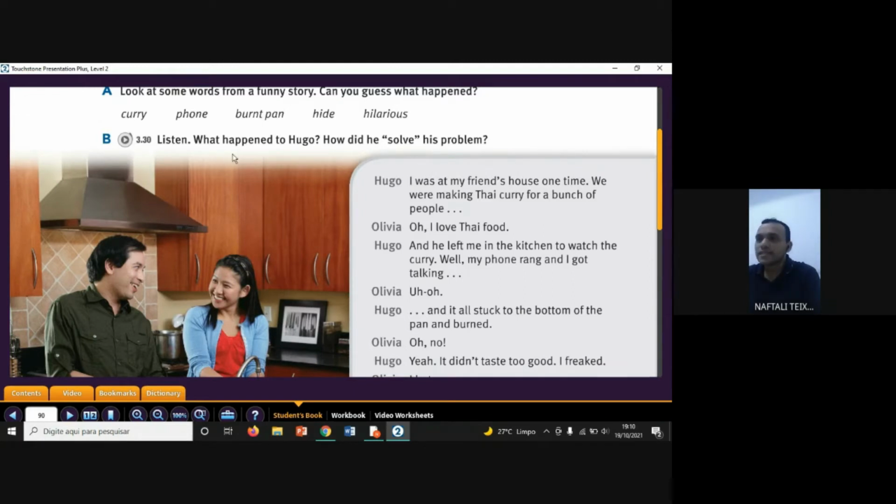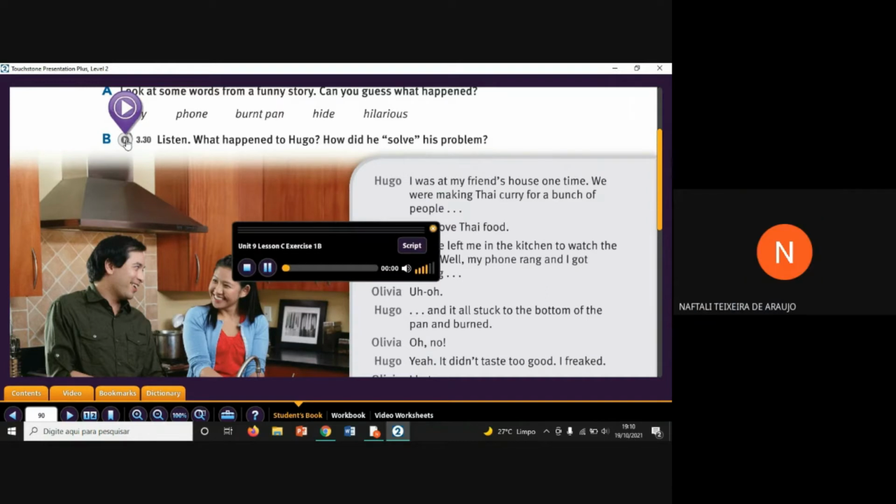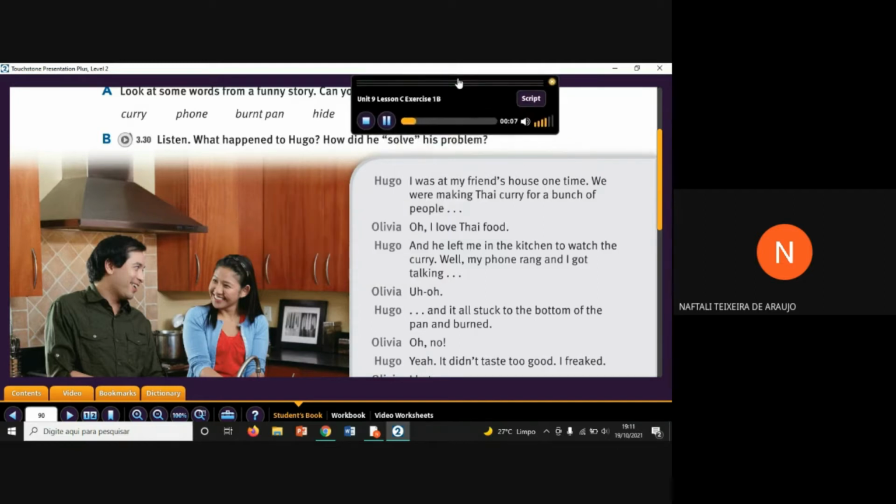Let's listen. Page 90, Lesson C. That's hilarious. 1. Conversation strategy. Reacting to a story. B. Listen. What happened to Hugo? How did he solve his problem?